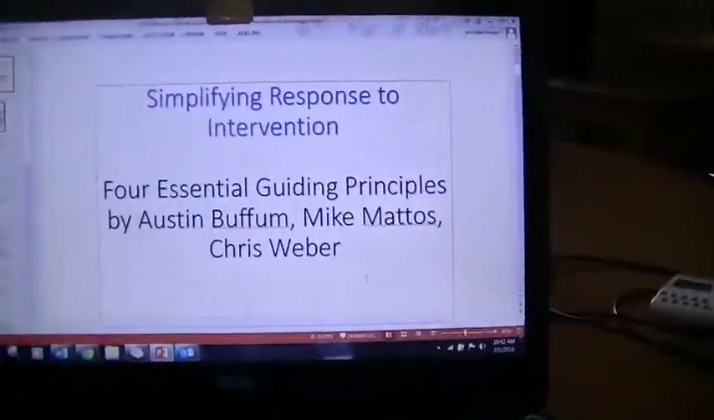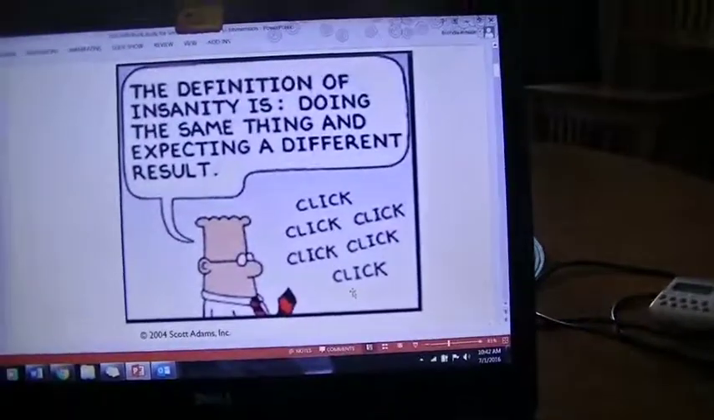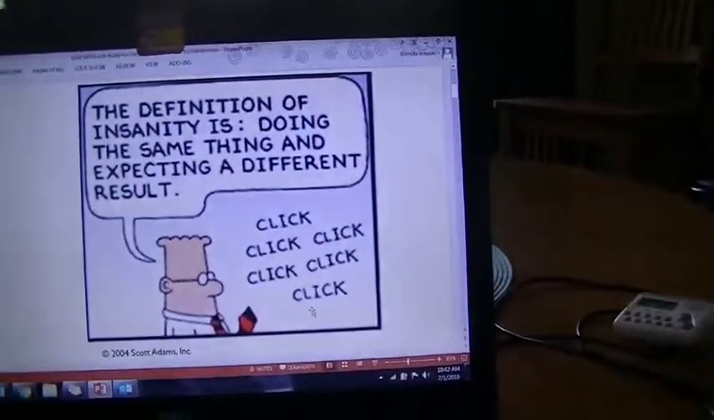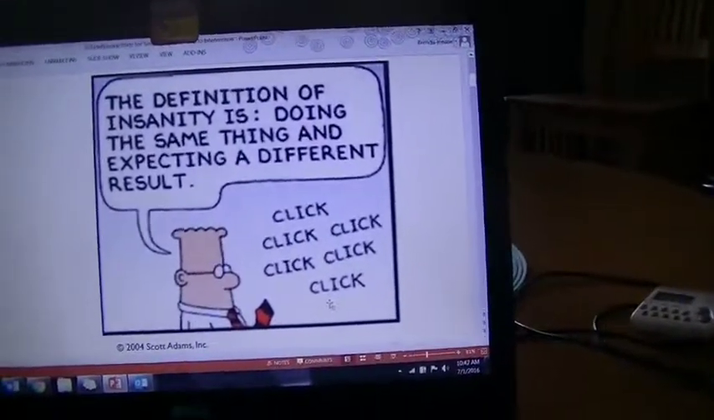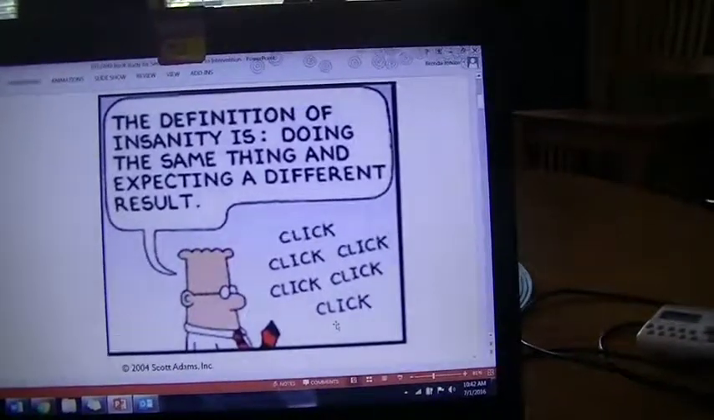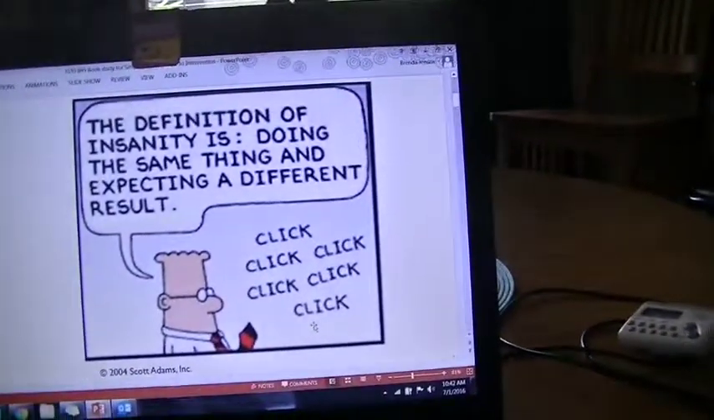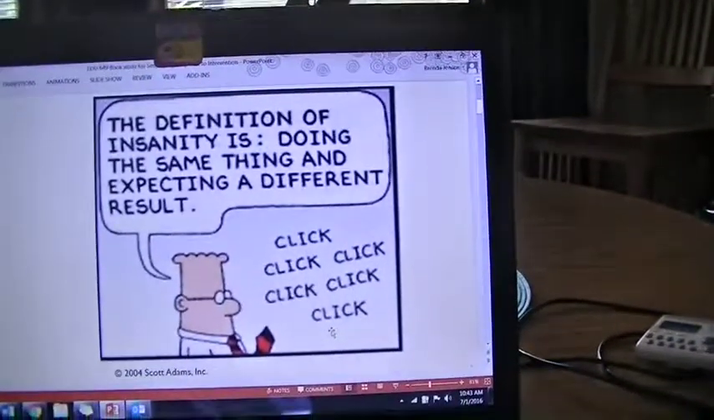My first one is just the beginning, the title. The next one is a cartoon that says the definition of insanity is doing the same thing and expecting a different result. So basically RTI is a new way of doing things, and it's not just another new thing to do. That's how teachers look at it, a way to waste our time. It is something that actually works.